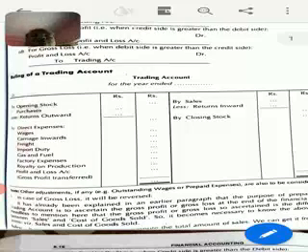Similarly comes accrued income. Accrued income means outstanding income. It needs to be added if it relates to the end of the accounting year, and it has to be deducted if it relates to the beginning of the accounting year.